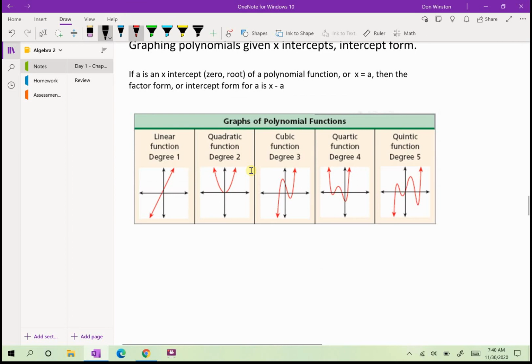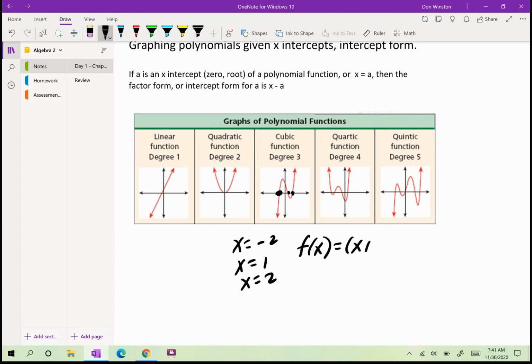Here let's try to find the intercept form of these polynomials. Here my zero would be x equals negative 2. And here x would equal 1. And here maybe x would equal 2. So those would be my zeros. I could write the polynomial function in intercept form. My factors would be x plus 2 times x minus 1 times x minus 2. That would be the intercept form of that polynomial.